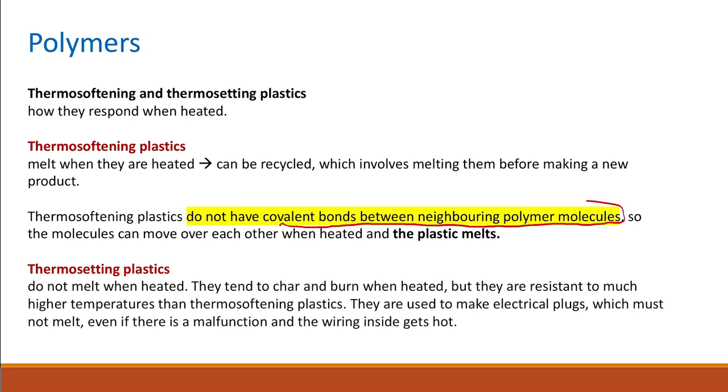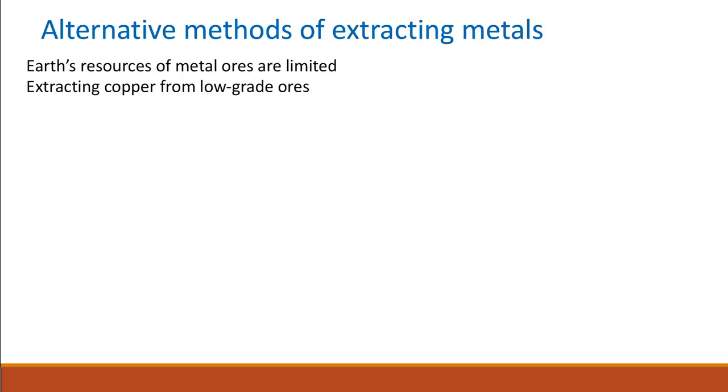Thermosetting plastics are the ones that do not melt when heated. They can only char and burn when heated. They are resistant to heat and that makes them very useful for making things that we don't want to melt, for example, electrical plugs.